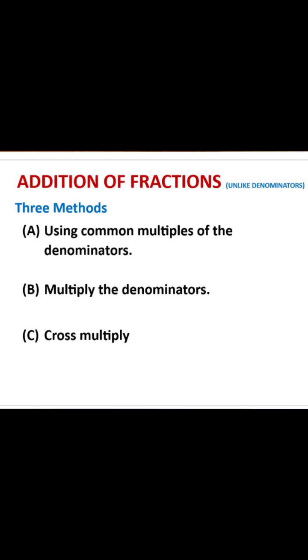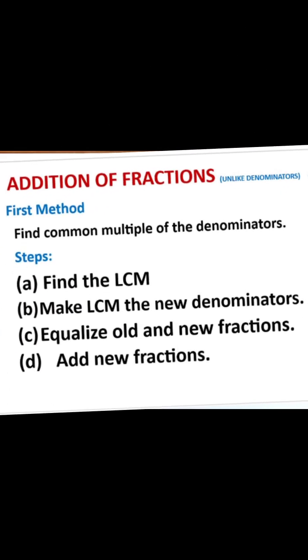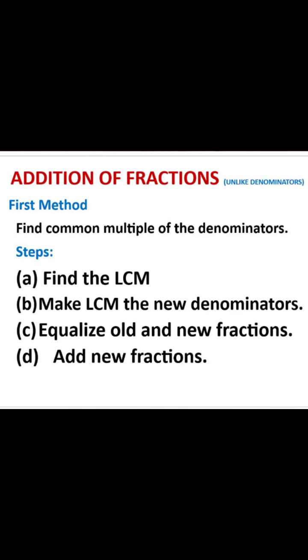Method C is very easy, but let's start with method A because the things that you're going to learn in method A are going to be very useful in other aspects of arithmetic and mathematics. So here I've outlined 4 simple steps on how to carry out addition of fractions with unlike denominators.